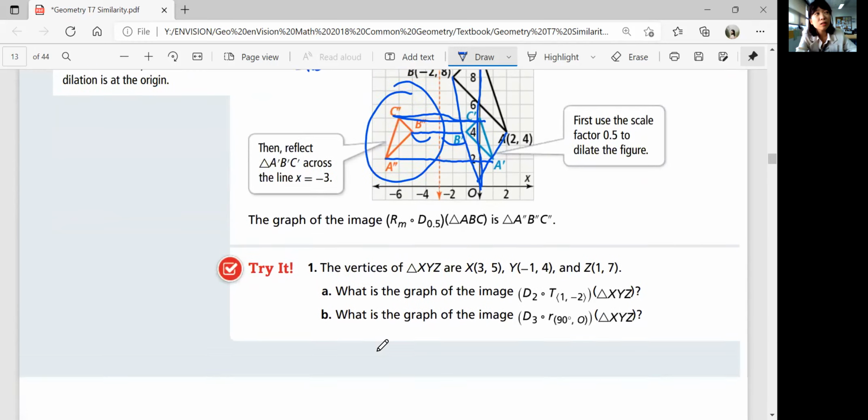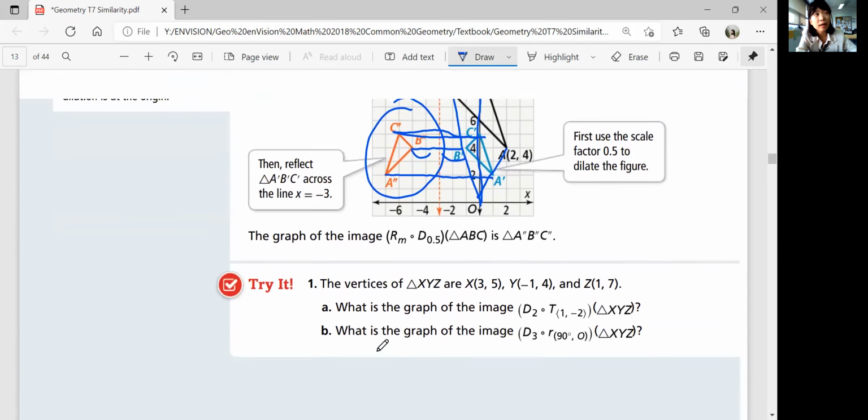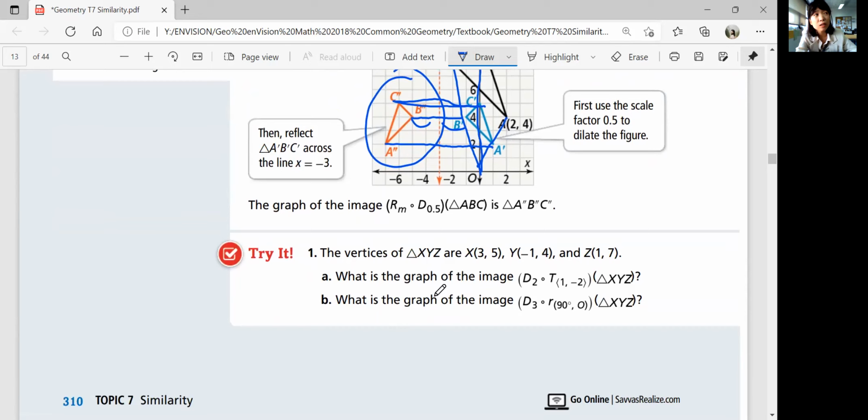Okay, so let's try number 1, A and B. The vertices of triangle XYZ are X (3, 5), Y (-1, 4), Z (1, 7). So see if you can graph this composition of transformations for parts A and B. See if you can do it by yourself. Come back when you're ready for answers.